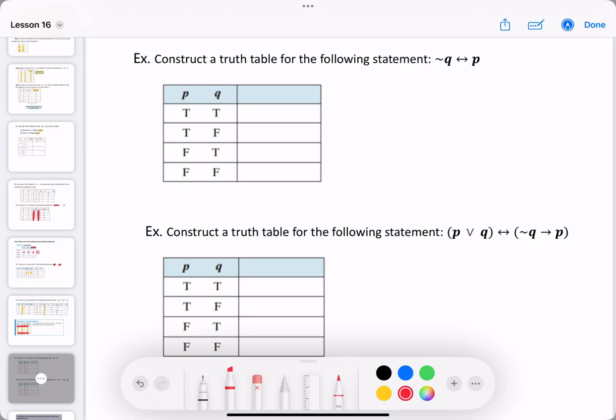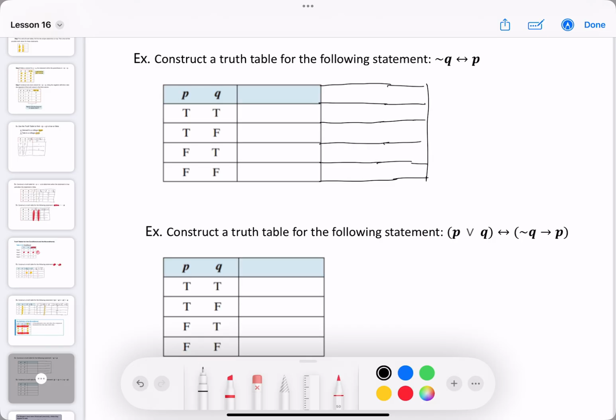Construct a truth table for the following statement. What should I do? I need to have another two columns. The first column is not Q, and the last column is not Q if and only if P. For the not Q, negate the Q: false, true, false, true.